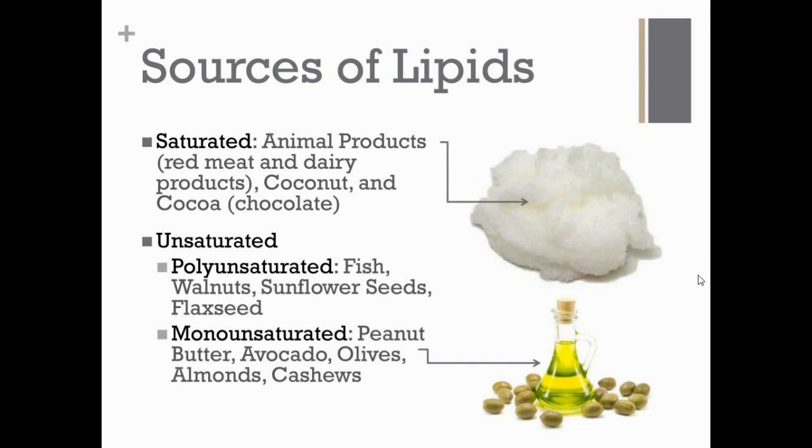Limit the saturated and the trans fats. Saturated fats are found in foods that come from animals, such as meat and dairy products. These kinds of fats are solid at room temperature. Hardened fats such as coconut or palm kernel oils, as well as oils that have been hydrogenated, also contain saturated fat. These can damage your heart and arteries, so we need to be careful here.